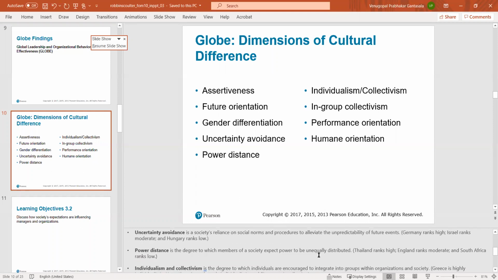There's another dimension that Hofstede studied from his research on IBM employees, which is called power distance. This is how a society expects members to look at power that should be unequally distributed. In certain countries, power is not the same.